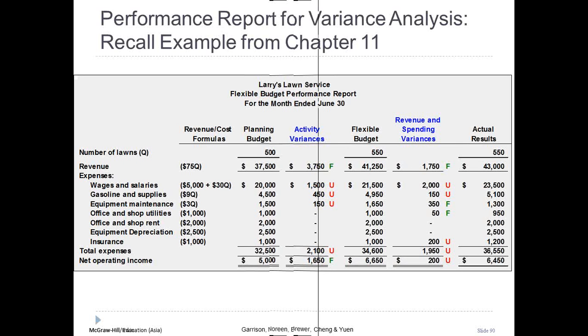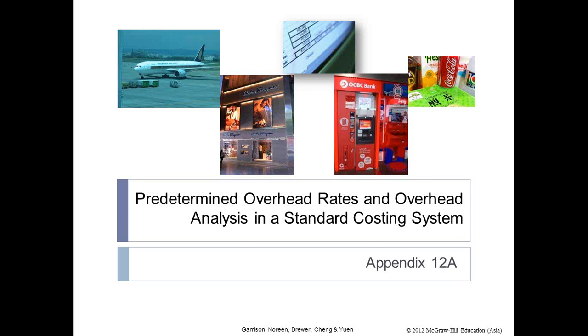Now, predetermined overhead rates and overhead analysis in a standard costing system. So let's do learning objective number 6. Compute and interpret the fixed overhead budget and volume variances. The model for calculating fixed overhead variances is slightly different from the rest of the variable cost-based model.